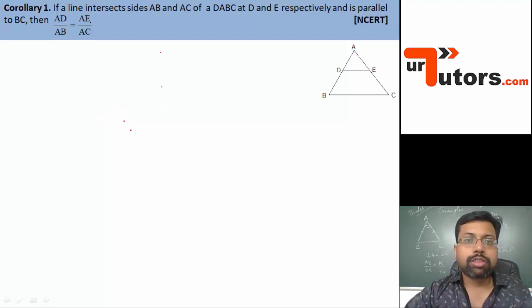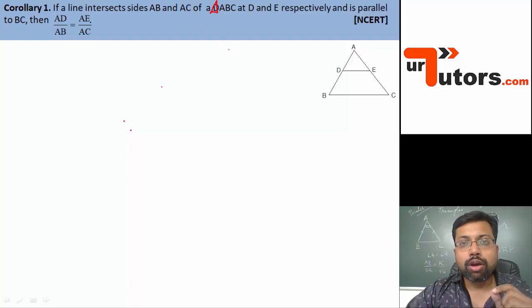The question is that if a line intersects the sides AB and AC of triangle ABC at D and E respectively and is parallel to BC, then AD by AB is equal to AE by AC.